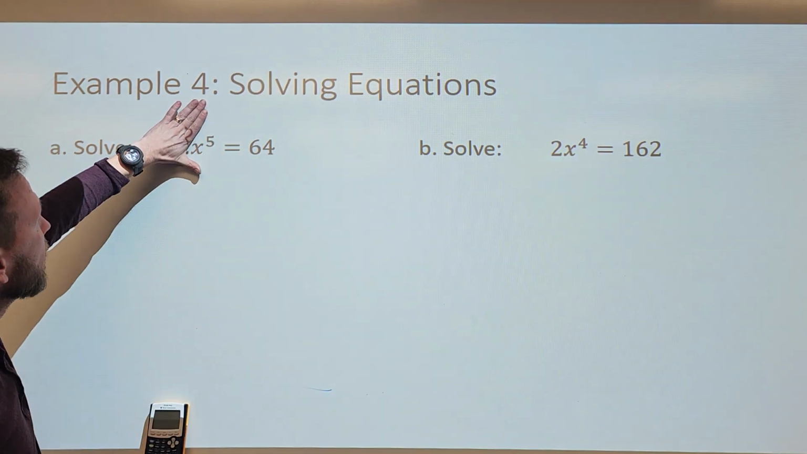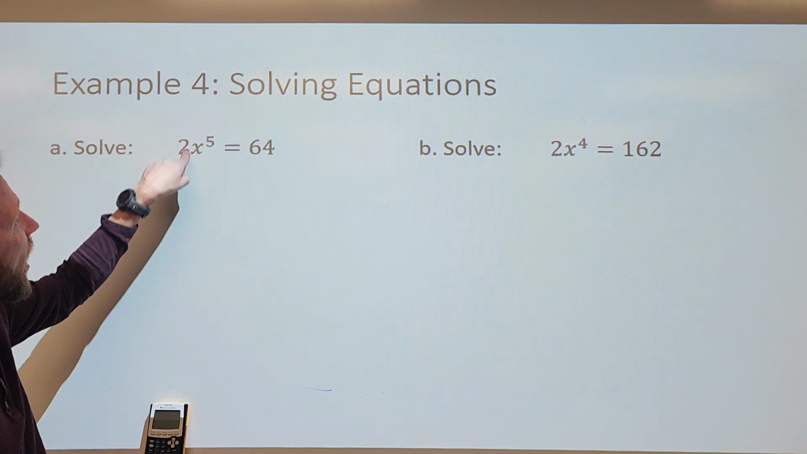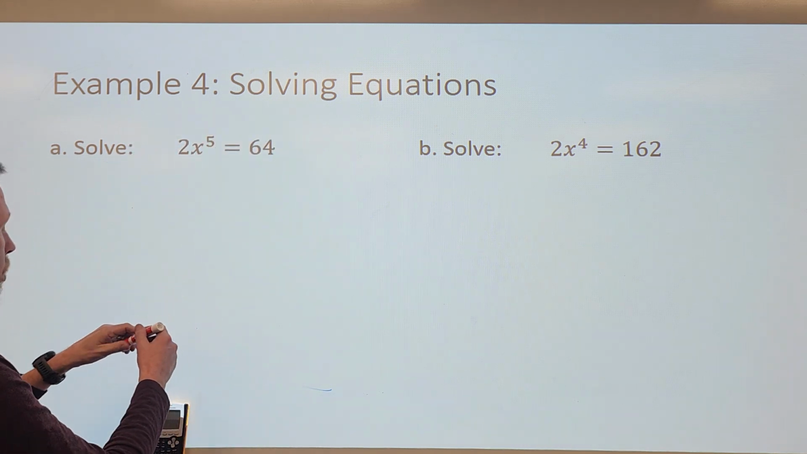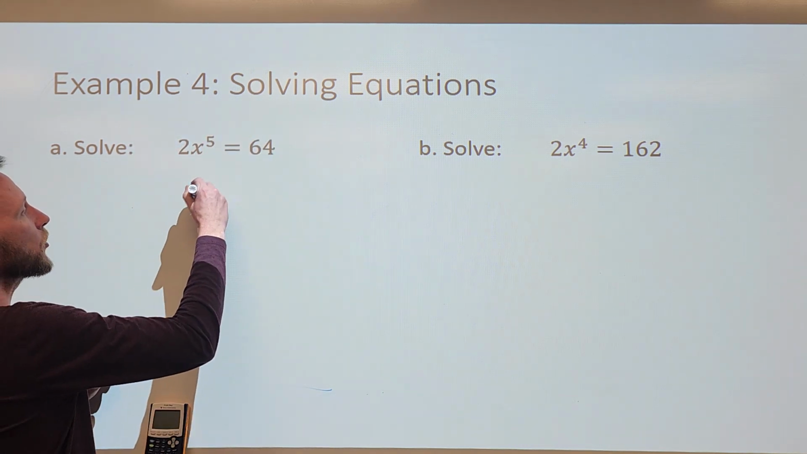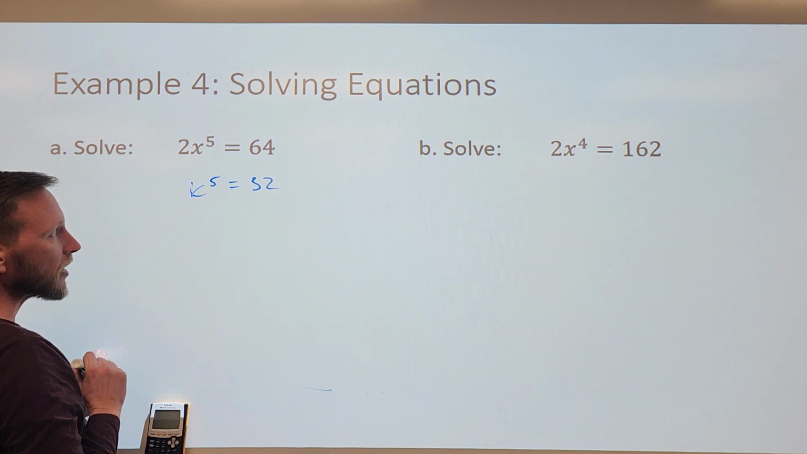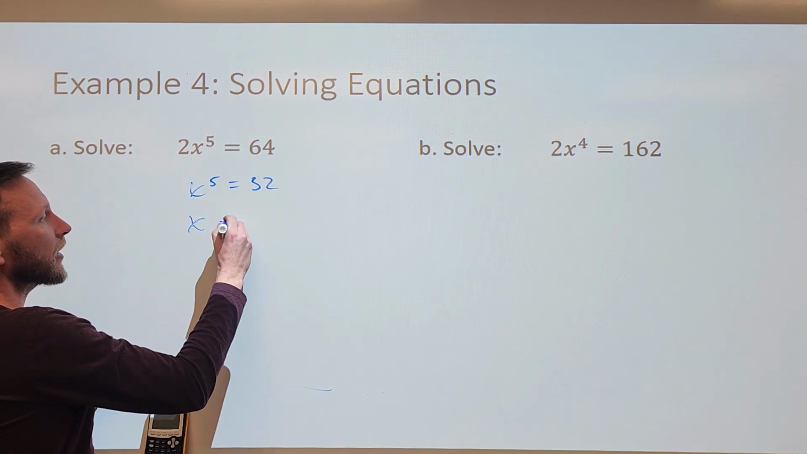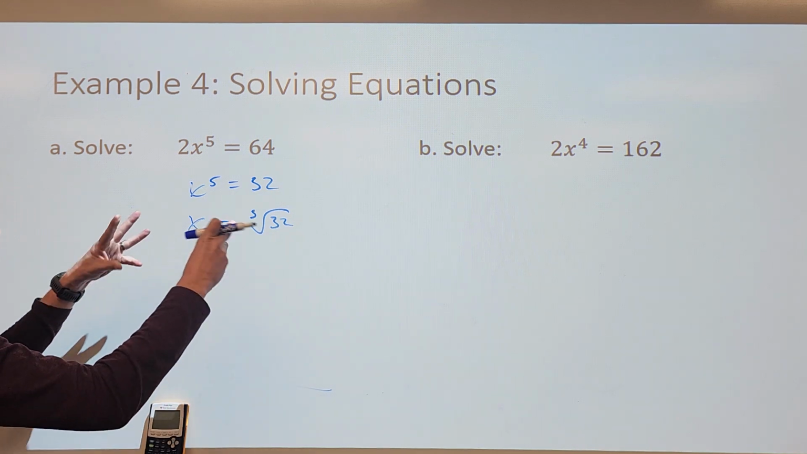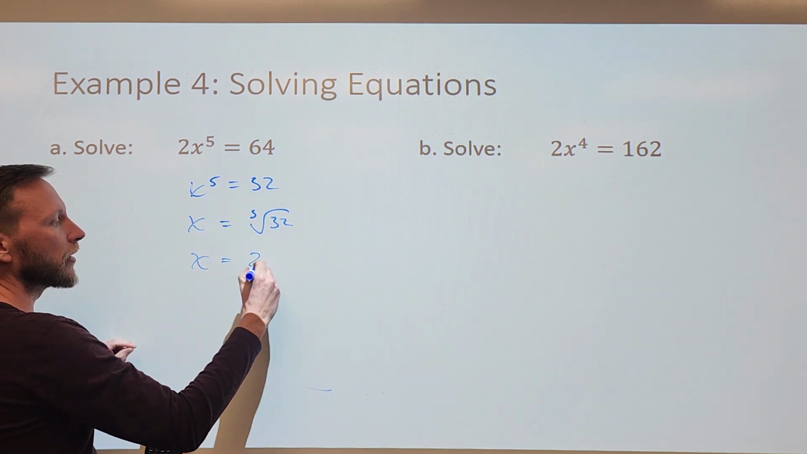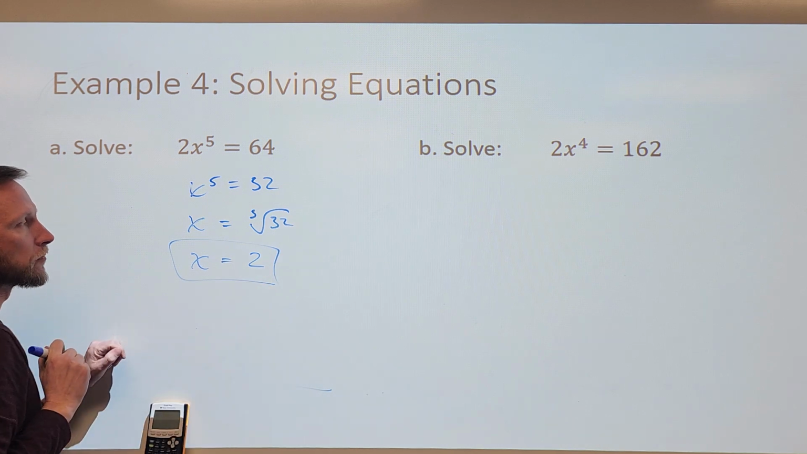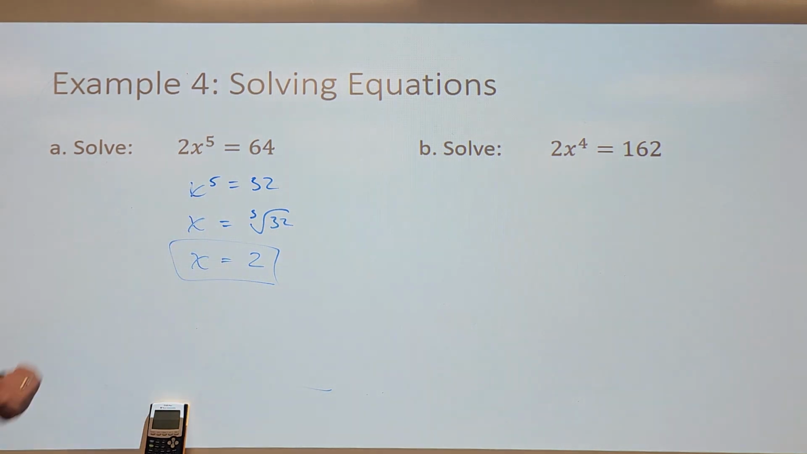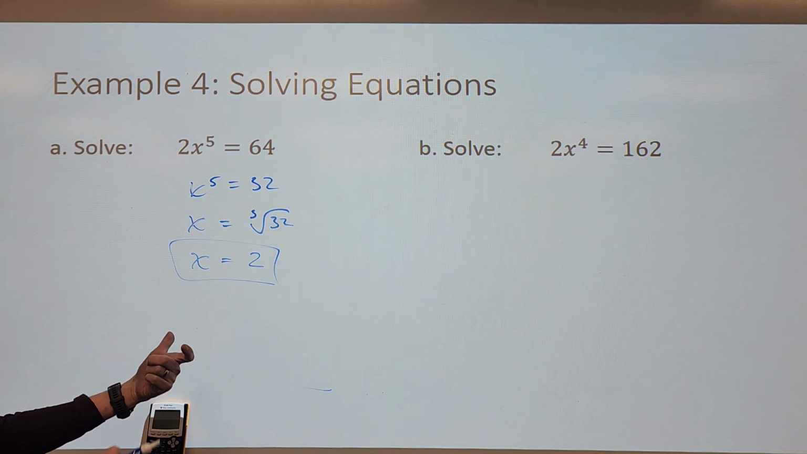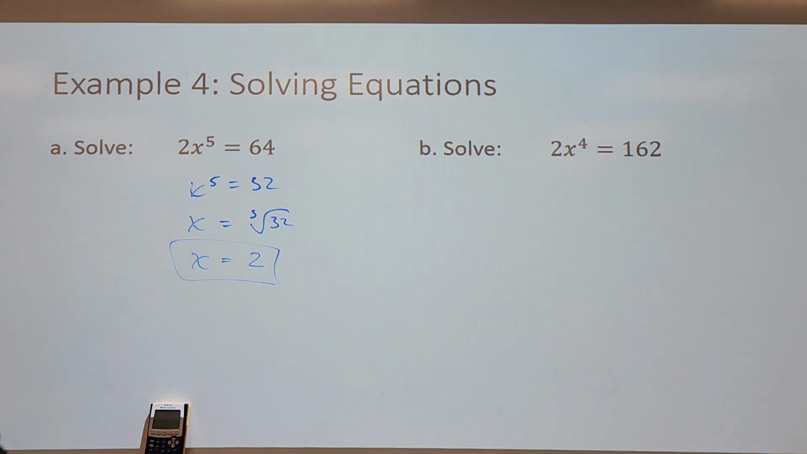So we're going to start with dividing by 2, and then we're going to take our 5th root. Do not take your root first. You have to get rid of your coefficients. And so when I divide both sides by 2, I get this. And then x is going to be the 5th root of 32, all right? Now the 5th root of 32, we know is only 2. And so we can always check our answer to make sure that 2 times 2 to the 5th power is equal to 64, and in fact it is.